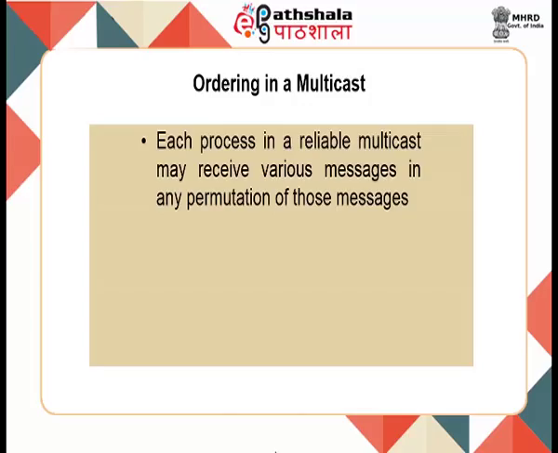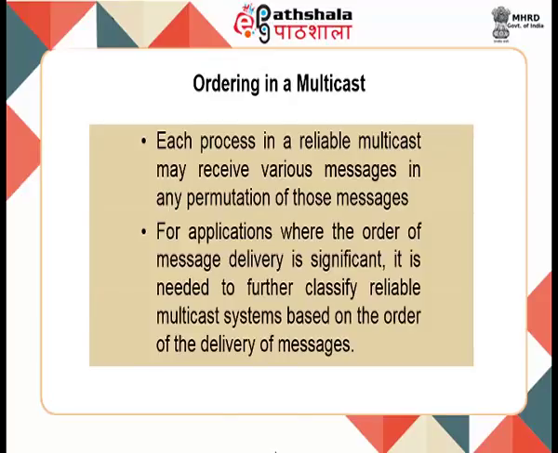Each process in this multicast environment may receive the messages in any permutation of the messages sent. So, where applications need an order, that means it is important for the application that the messages are delivered in order, it needs to further specify what kind of ordering is required, and the service provider must guarantee that. That means an additional check on the ordering also has to be included. Reliable multicast alone is not sufficient.